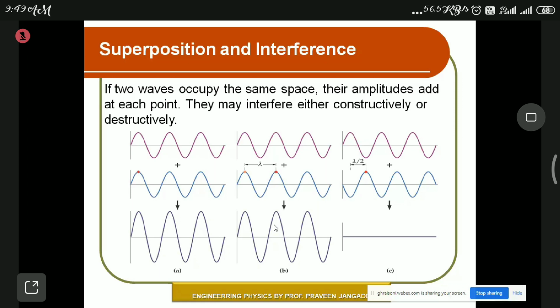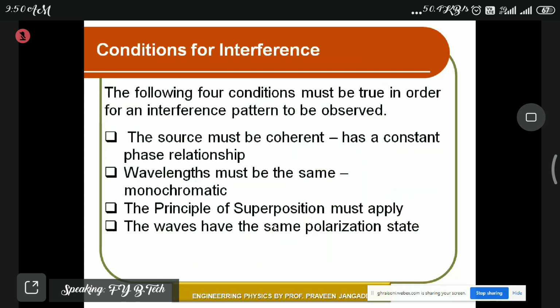Intensity can be increased by satisfying the condition of constructive interference, and if you want to lower the intensity, that will be destructive interference. So in this way, interference. Now, what are the minimum conditions to get constructive and destructive interference? We will focus on that here. These are the conditions for interference. Everyone knows about this, but we'll try to recall what these conditions are.